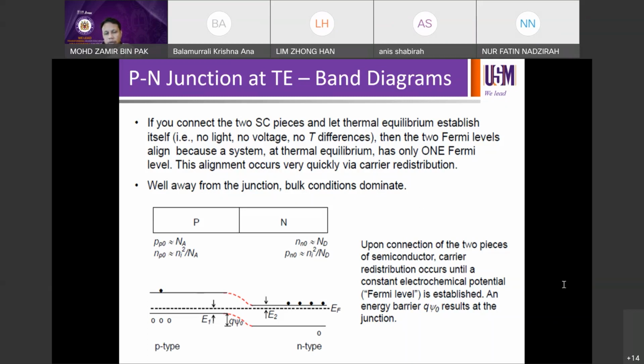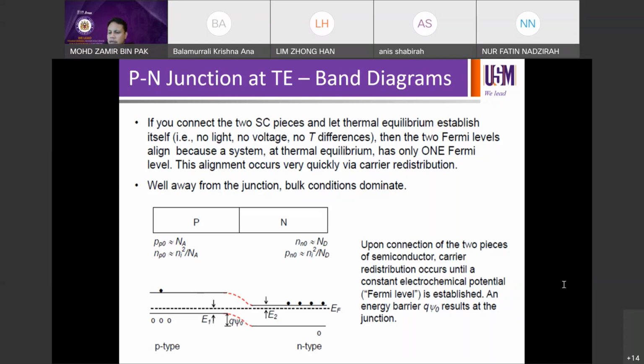And we learned that the diffusion of the majority carriers only takes place near the junction region, not throughout the overall P-type or the overall N-type material.